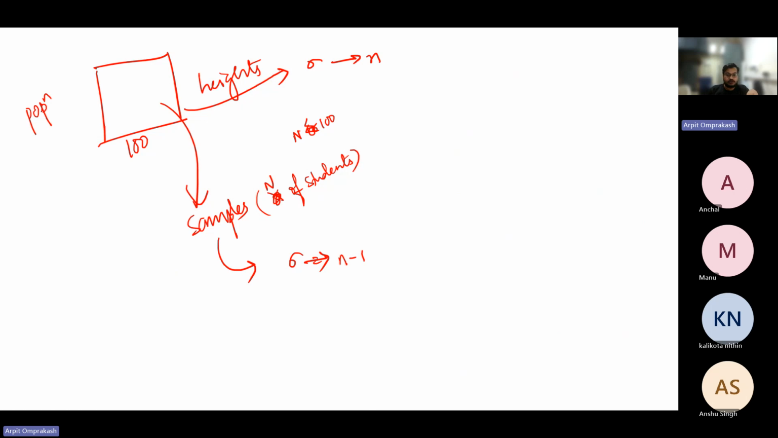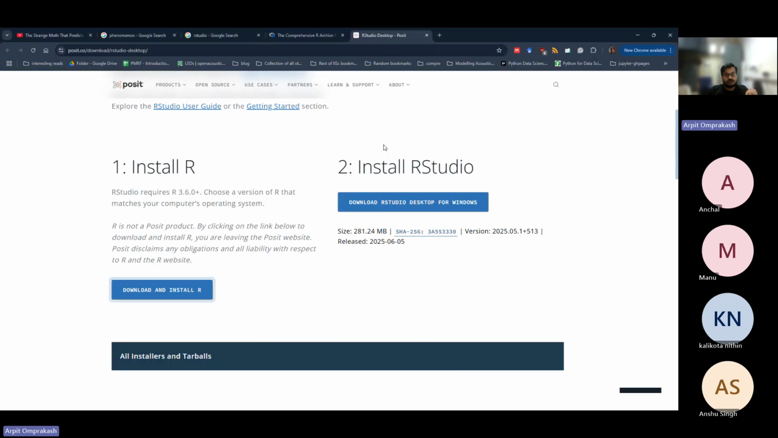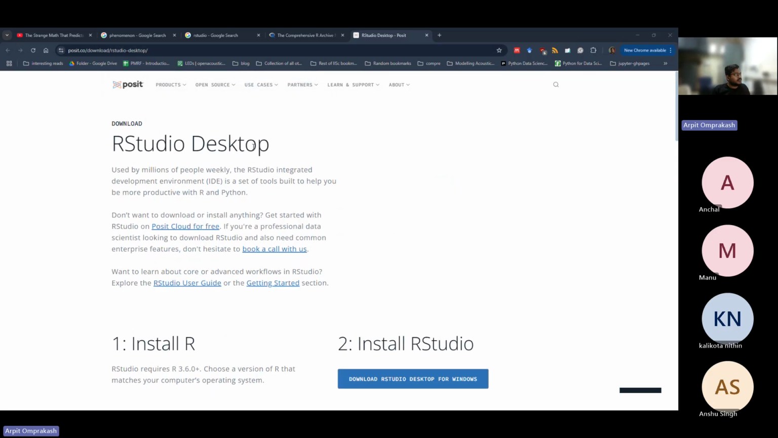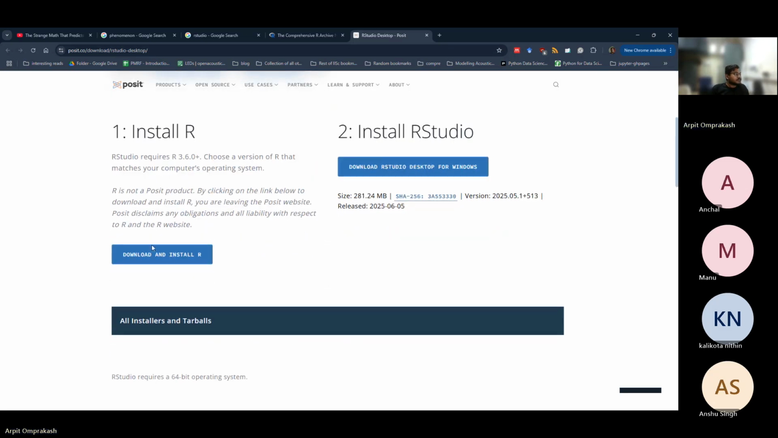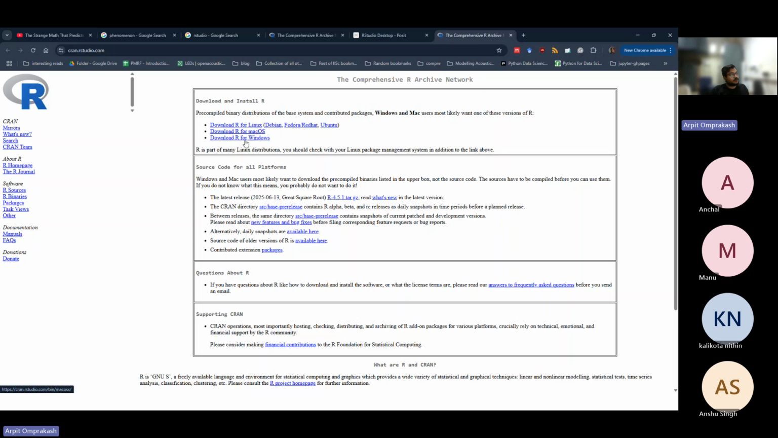Okay. So to install R, you just go to this website. You can put it up in the chat. You need to download RStudio Desktop if you are planning to use it on your computer. First, step one is to download and install R. You click here and it will take you to another web page where, based on your operating system, you can download. For example, I would choose this because I'm working on Windows.